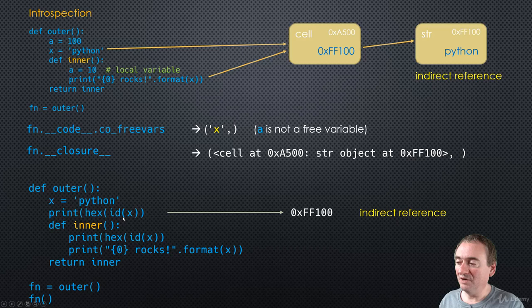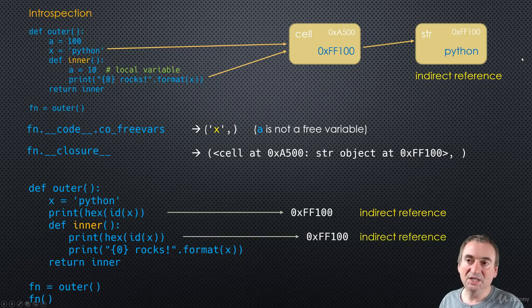So if we print hex of ID of x here, we'll get FF100, which is the object that contains the string Python, right? This one over here. And the same thing inside the inner function, it will give us the indirect reference to the Python object. So it's kind of hidden from us. It's very opaque that Python is using this intermediary cell. But it is doing that. You should think of it that way, and that will help sometimes figure out what's happening with scopes.